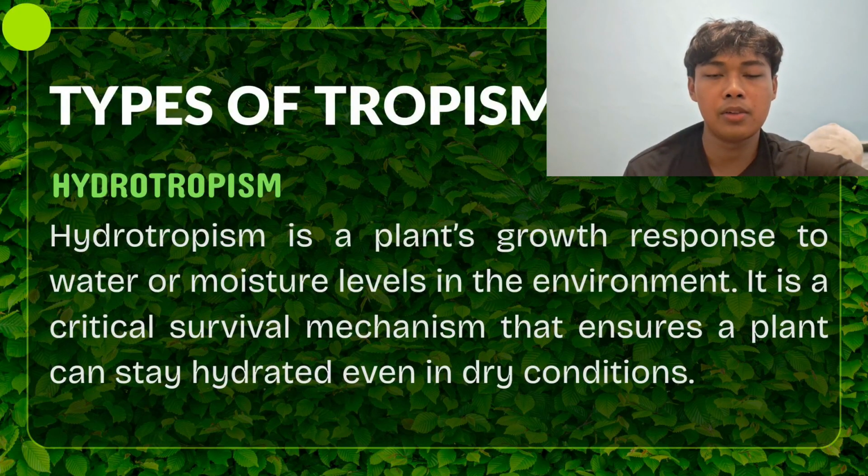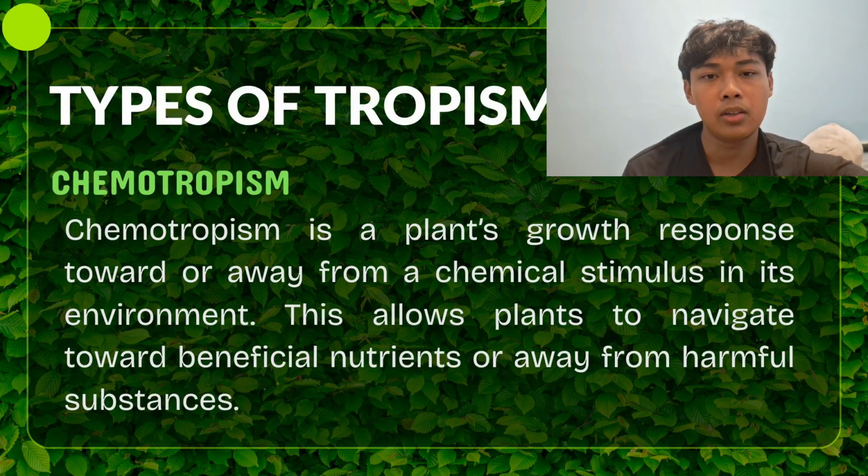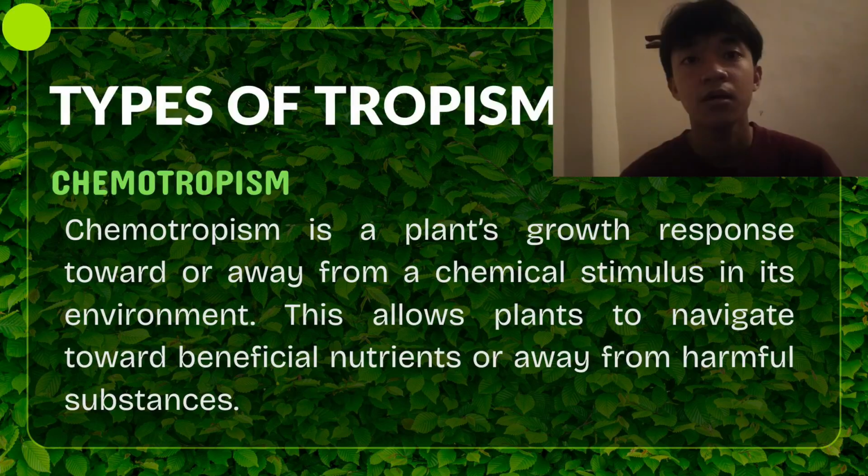The last one is chemotropism. Chemotropism is the directional growth of plants, fungi, or cells in response to a chemical stimulus. It is essential for survival, enabling roots to navigate towards nutrients or away from toxins. A primary example of this is the growth of pollen tubes towards ovules during fertilization.